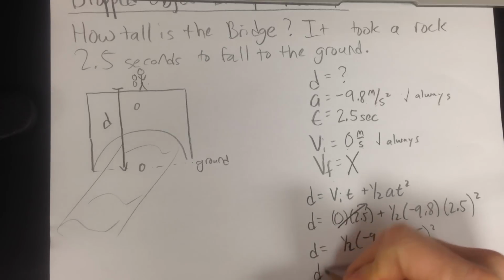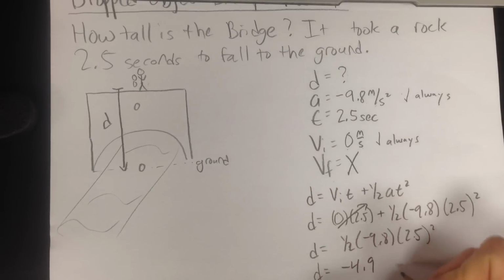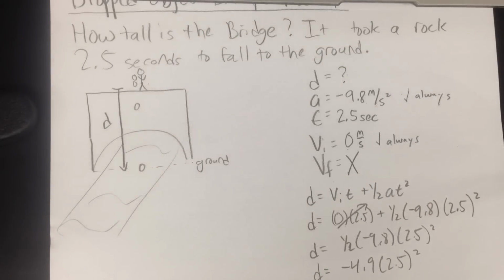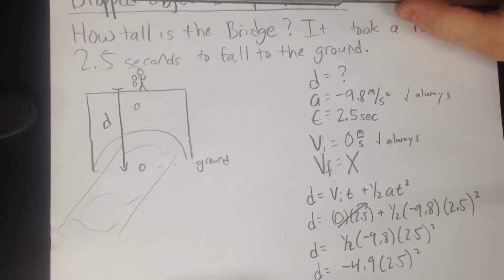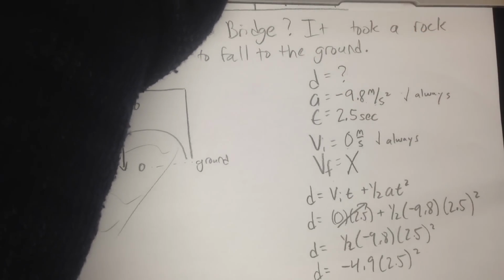Alright, now this is easy, there's really no algebra to it. You just multiply the half and negative 9.8, get negative 4.9 times 2.5 squared, and then you're going to take out your calculator and finish that up. What's negative 4.9 times 2.5 squared?